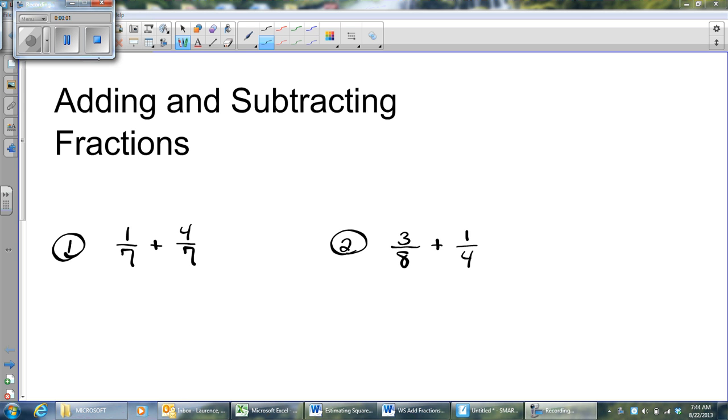Hello, algebra students. Mr. Lawrence here with your flipped lesson, and it should be pretty much review. I know some of you have some holes in your learning, so we're going to try to close those holes. We're going to talk about adding and subtracting fractions.